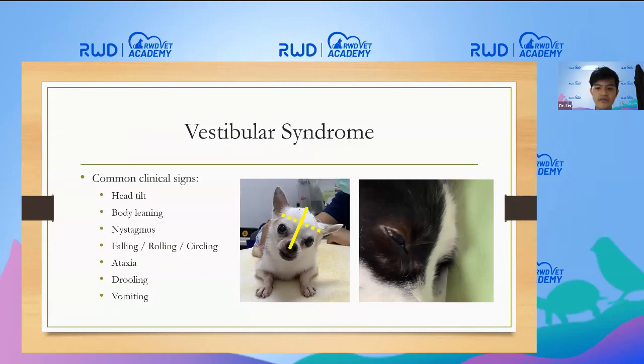The next one is general wobbliness or ataxia, often with the animal drifting to one side as it moves around and inducing falling, rolling, and circling. The balance center is very close to the area of the brain that controls vomiting. So animals with disturbance to the vestibular system may also feel nauseous, making animals drool or vomit often.